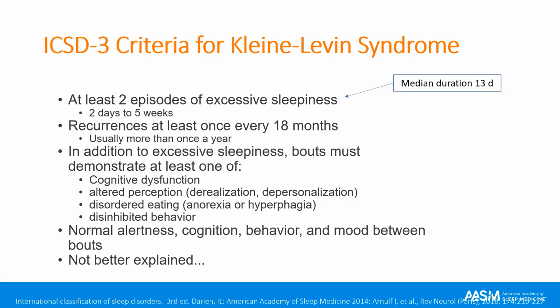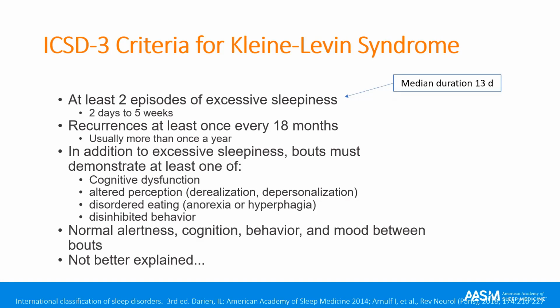The duration in the ICSD-2 is 2 days to 5 weeks. Studies have suggested the median duration of a Klein-Levin episode is 13 days. The recurrences have to happen at least once every 18 months. Usually most patients have more than one in a given year.